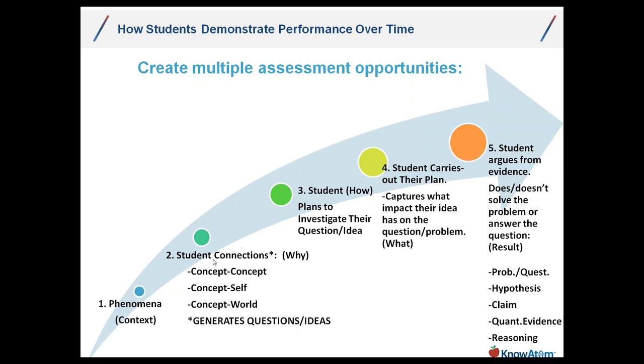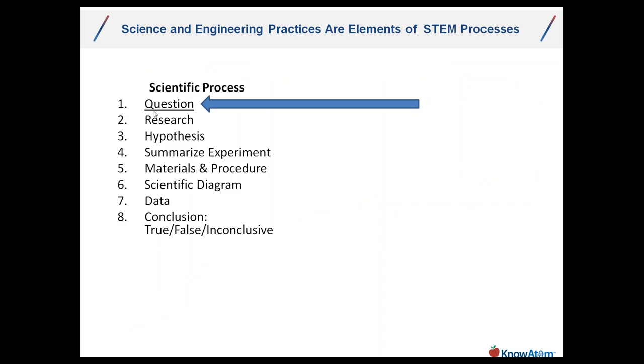Now, when we've identified something that's important, I have an idea or a question about that, how can I create a plan and carry that plan out? Plan first, then carry out, in order to get evidence about whether this idea really makes sense. So that's why you see these different stages in a scientific process.